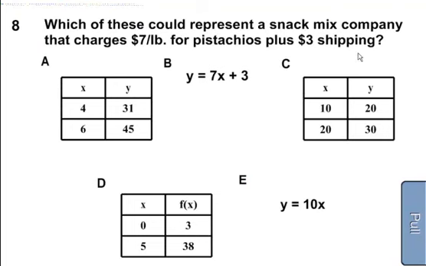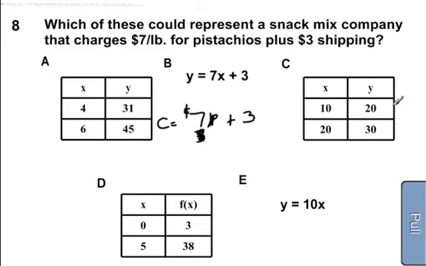Which of these could represent a snack mix company that charges $7 for pistachios plus $3 shipping? So right off the bat, $7 per pound. Okay, so we'll just put per P. But I'm also going to have to charge you $3 to begin with, but I don't charge you more than once. So the total amount of charges equals $7 per pound of pistachios plus $3. So if we looked here, I have to find a slope of 7. The rate of change is $7.